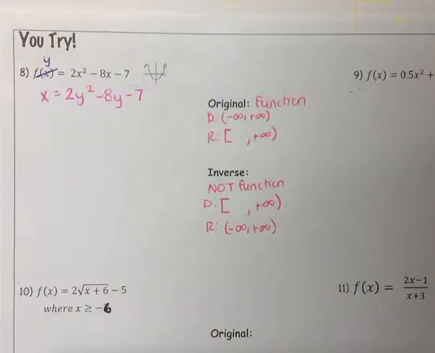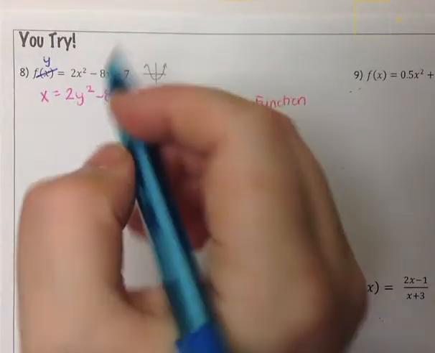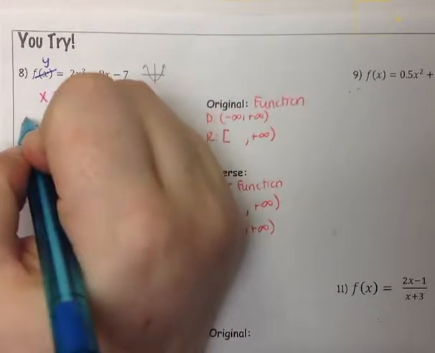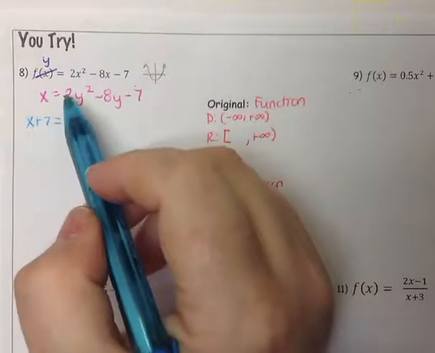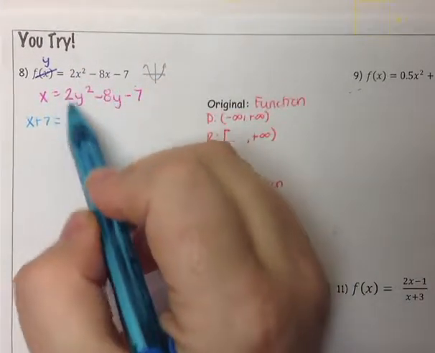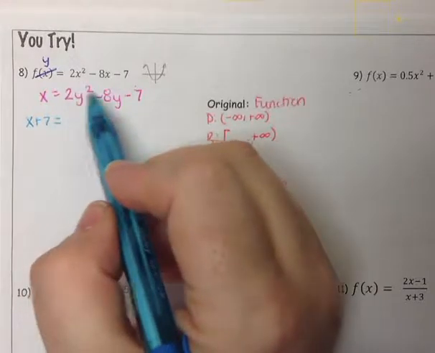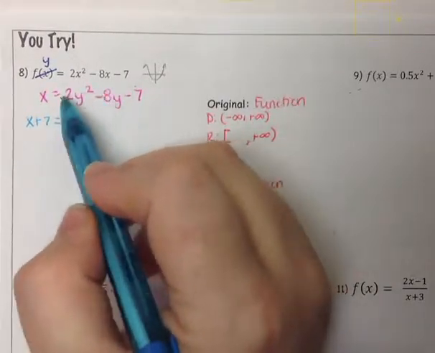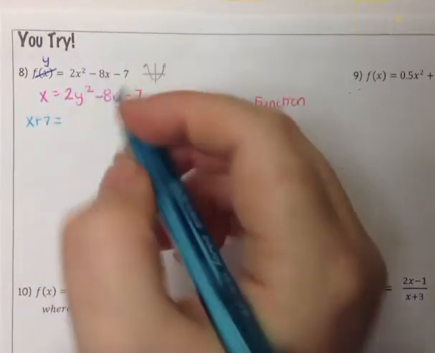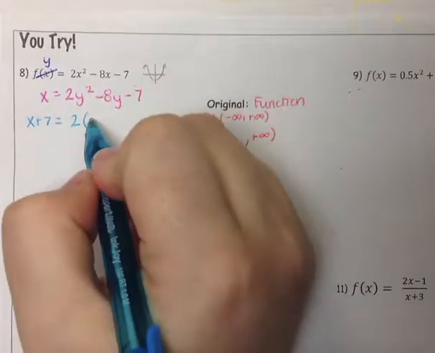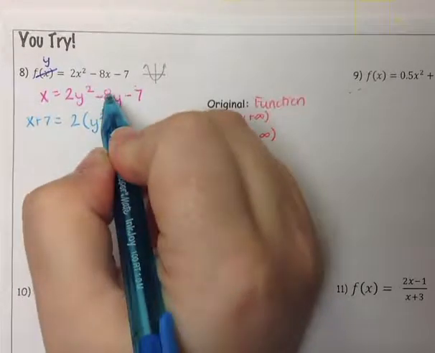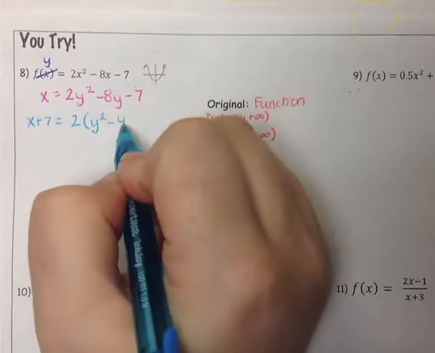We need to complete the square since this is a quadratic. We're going to add 7 to the other side, so we're going to have x plus 7 is equal to. Now we have a 2 and an 8, but our a value right now is 2. We want to actually divide that out of these two values we have here. So we're going to have a 2 parentheses. We're going to have y squared left inside minus 8 divided by 2 is 4y.